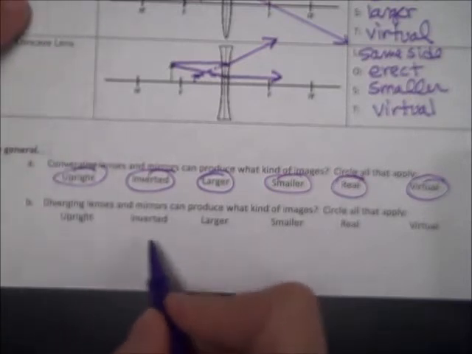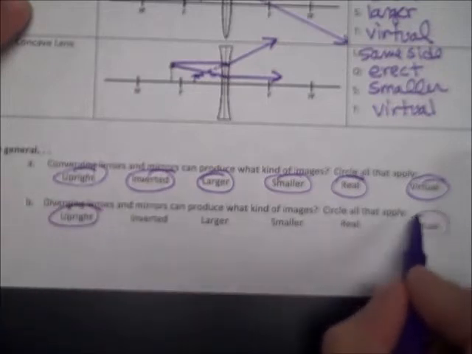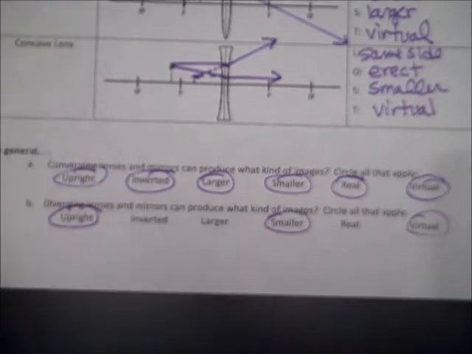Diverging lenses and mirrors can only produce upright, virtual, smaller images. No matter what you do, that's all you can get from them. And going to the mathematical problems.